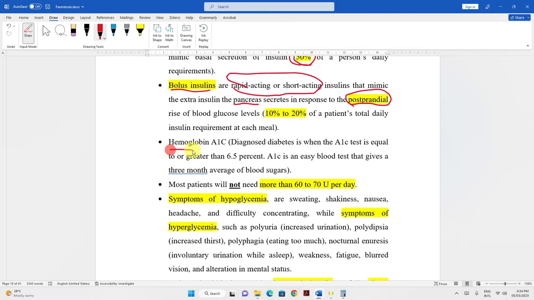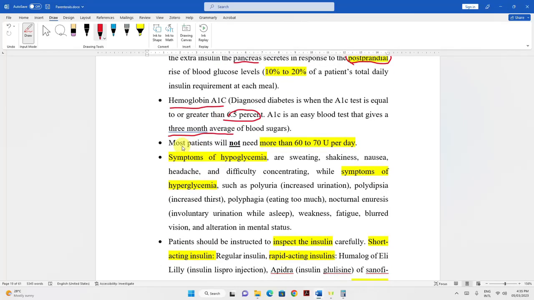Another thing you should be aware of is HbA1c, or hemoglobin A1c. This is used for the diagnosis of diabetes, other than the fasting blood glucose level and the random blood glucose level. This is another one. This is cumulative. It shows how the blood sugar was during the last 3 months. What is the average glucose level? Okay, and if it is 6.5 and above, then the person has diabetes.